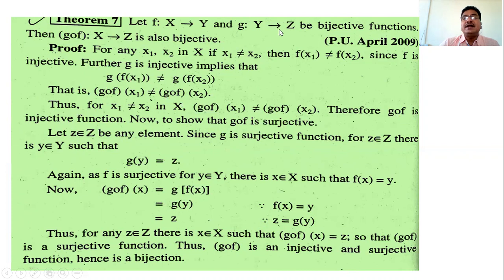As z is an element of Z, and g is surjective because g is bijective, this z in Z has a pre-image in Y. Since g is a surjective function, for z there exists its pre-image under g. Suppose y is the pre-image of this z under g, that is g(y) is equal to z. As g is surjective, for z belonging to Z there exists at least one element, y in Y, such that g(y) is equal to z.